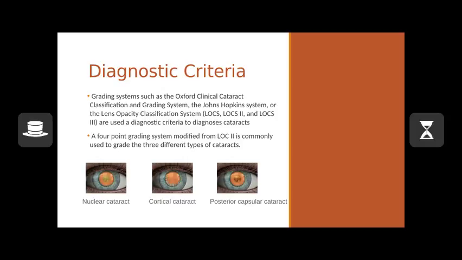So each grading system, each diagnostic criteria for the grading system, they're different, but in this guideline, it was noted that the 4-point grading system modified from the LOCS2 is the one that's commonly used because in most clinical settings, reference photographs are not available. So that is just a less sensitive, but still quite accurate way to diagnose cataracts or to grade them rather.